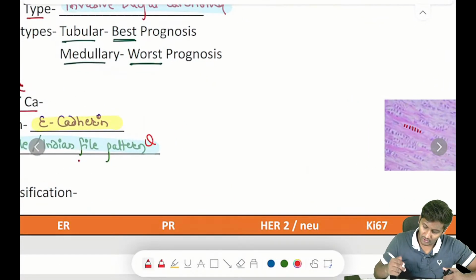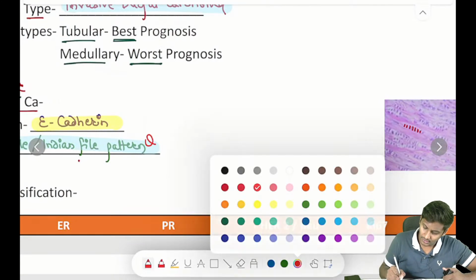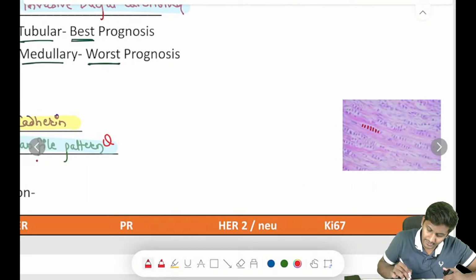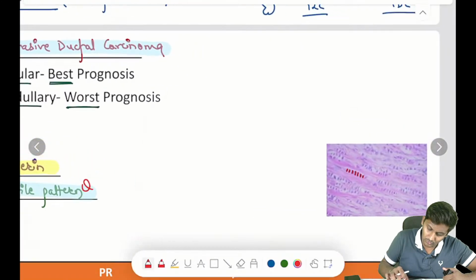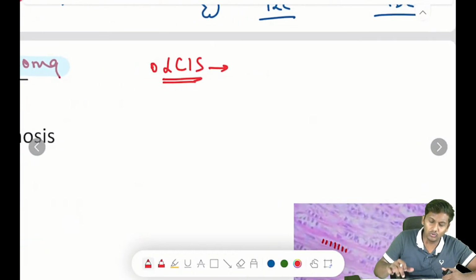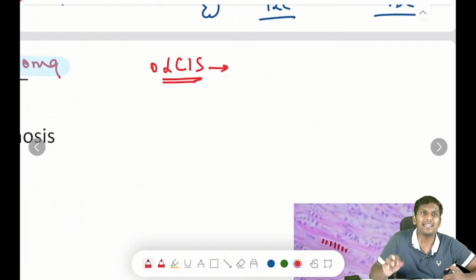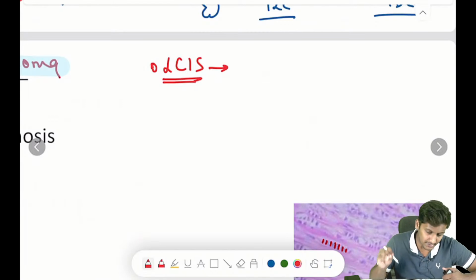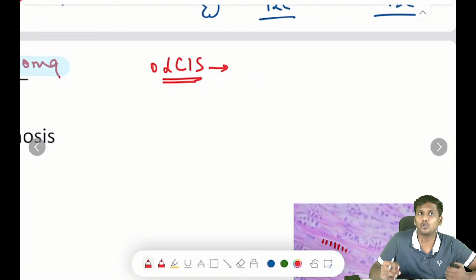Important is now, if I talk about LCIS, what is LCIS? So you have to remember LCIS is actually lobular carcinoma in situ. Previously it was considered a malignancy, but now according to the recent 8th AJCC update, it is not anymore considered a malignancy. We have seen that lobular carcinoma in situ does not grow like a cancer, it is just a benign lesion almost.